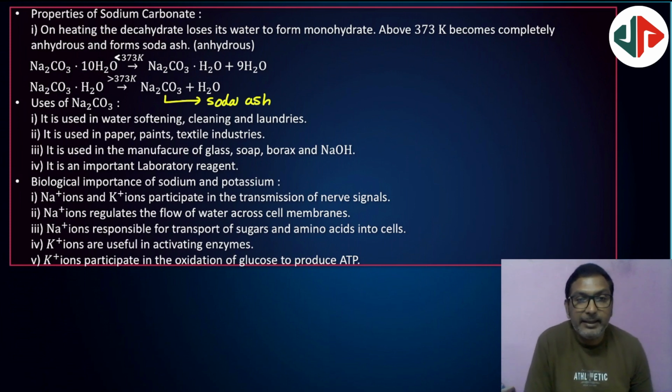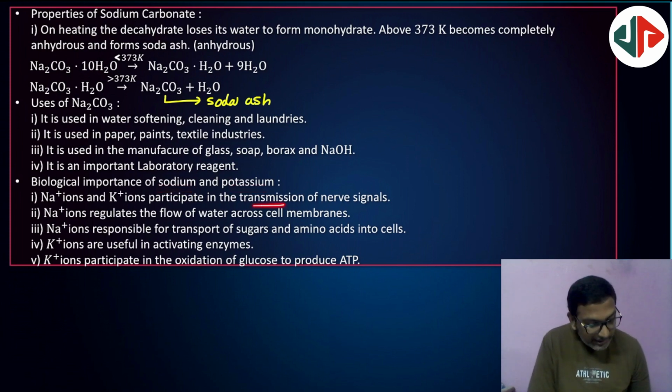Effect of heating. Next, uses: water softening, cleaning, and in laundries. Paper, paints, textile industries, manufacture of glass, soap, borax, and NaOH. Next, important laboratory reagent. Next, biological importance of sodium and potassium.